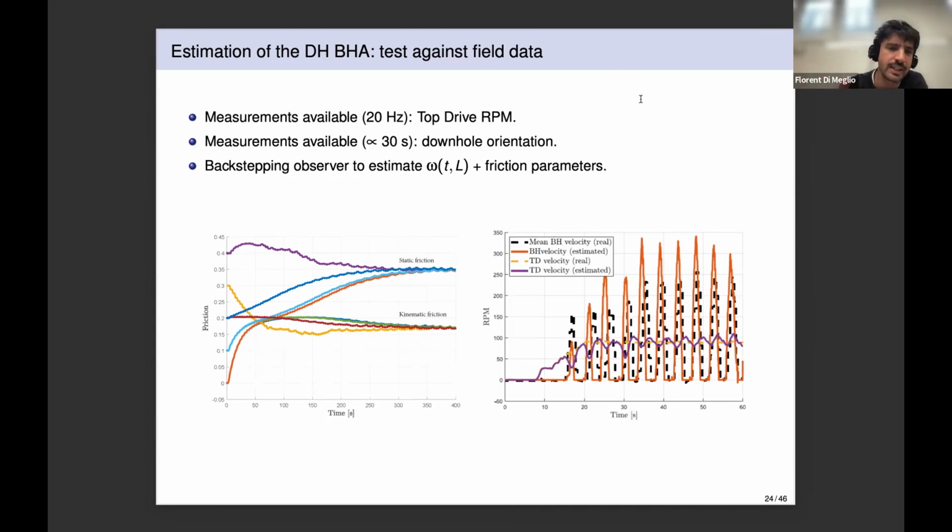Okay, so one important thing about these results is that we had very good measurements available, 20 Hertz. The quality of the estimation significantly deteriorates when the frequency of the sensors decreases. But around 1 Hertz, we still have acceptable results. Below 1 Hertz, we lose most of the performance. Again, Roman, correct me if I'm wrong.